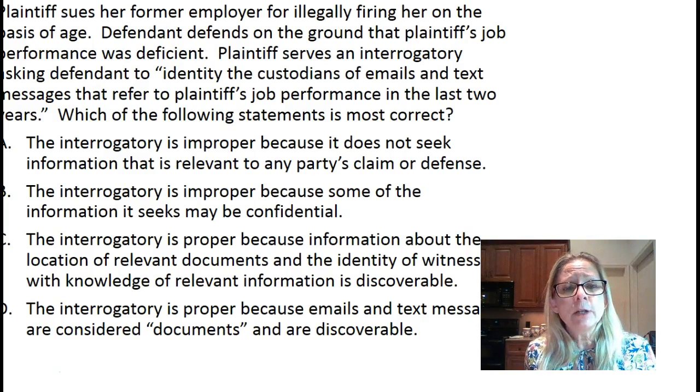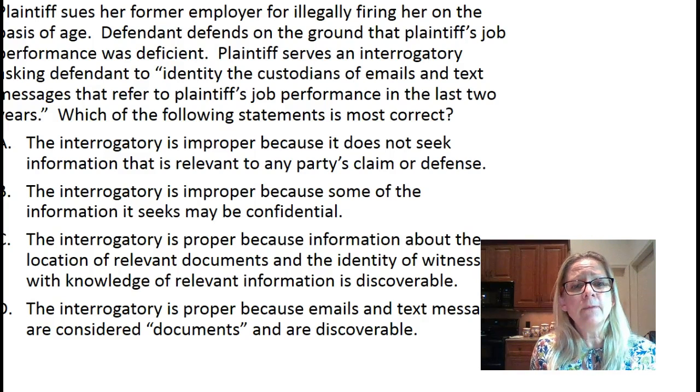A. The interrogatory is improper because it does not seek information that is relevant to any party's claim or defense. B. The interrogatory is improper because some of the information it seeks may be confidential. C. The interrogatory is proper because information about the location of relevant documents and the identity of witnesses with knowledge of relevant information is discoverable. D. The interrogatory is proper because emails and text messages are considered documents and are discoverable.